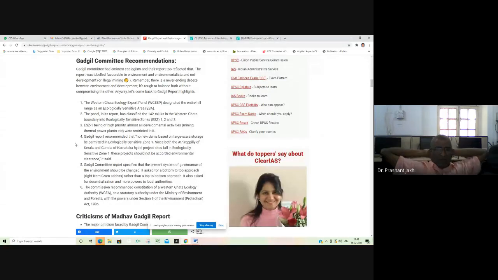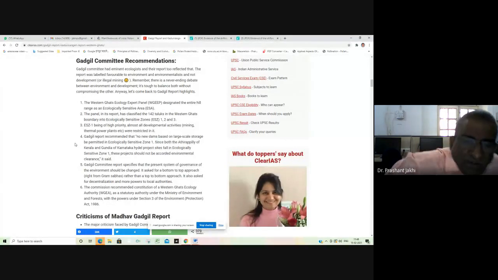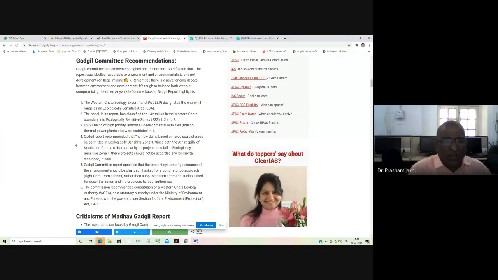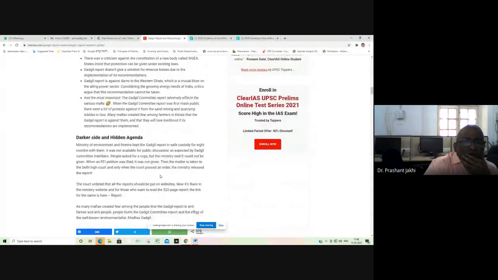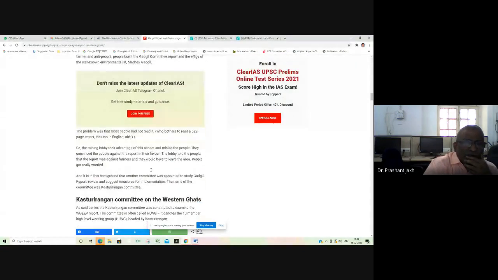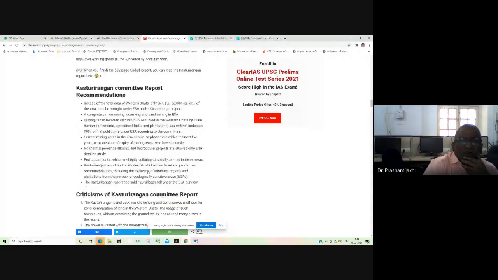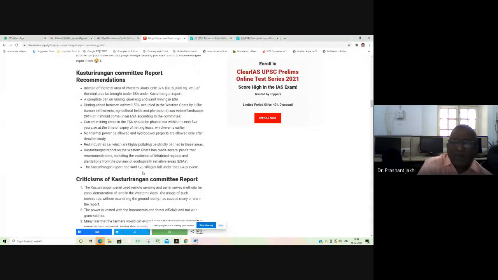The commission recommends the constitution of a Western Ghat Ecology Authority as a statutory authority under the Ministry of Environment and Forest with power under Section 3 of the Environmental Protection Act. So there are several such reports available, and these reports give an idea regarding resources available in our surroundings. If we are not using these resources with planning, then there will be an immediate danger of losing these resources.